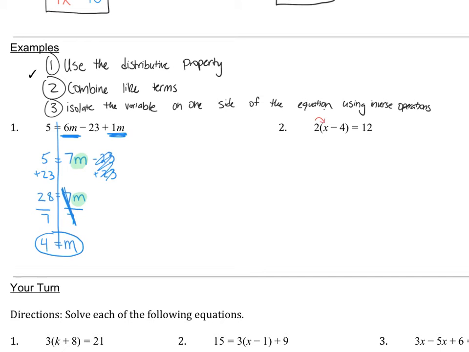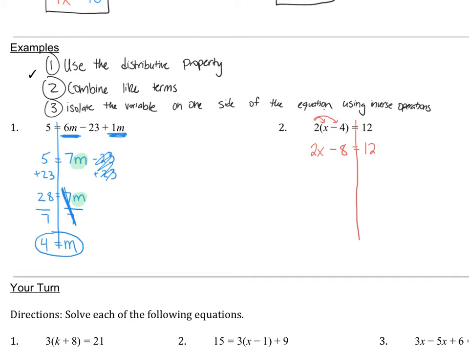So this one has the distributive property, it has that number outside of parentheses. So I'm going to distribute that 2. 2 times x is going to give me a 2x. I just smush them right together. 2 times a negative 4 is going to give me a minus 8 equals 12. So right here I have 2x minus 8 equals 12.